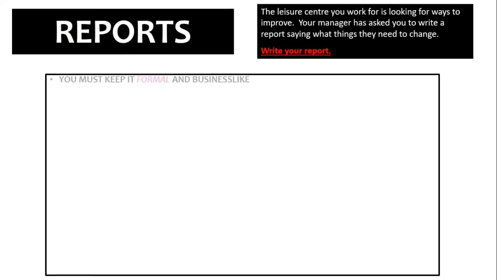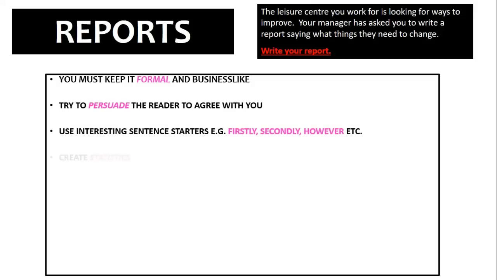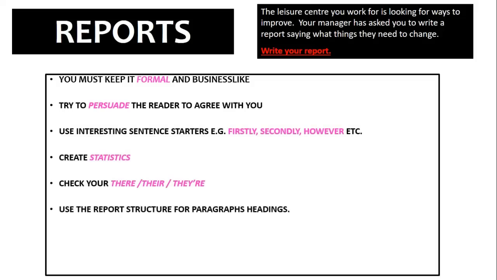So for report, we'll give an example. You have to write a report about a leisure centre, what they could do to improve. You must keep it formal and businesslike. You're trying to persuade the reader to agree with you. Use sentence starters like firstly, secondly, however. Create statistics, really important for reports. So for example, 99% of your customers think you need more staff on the counter.